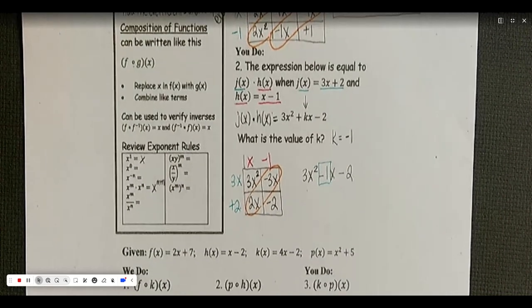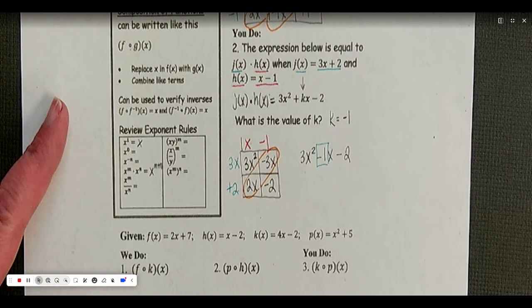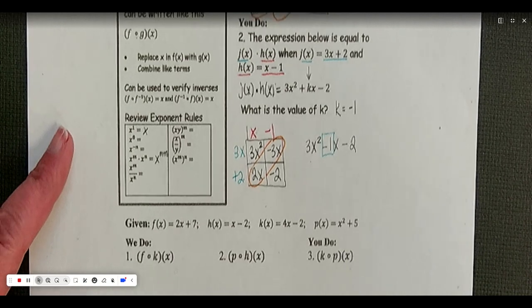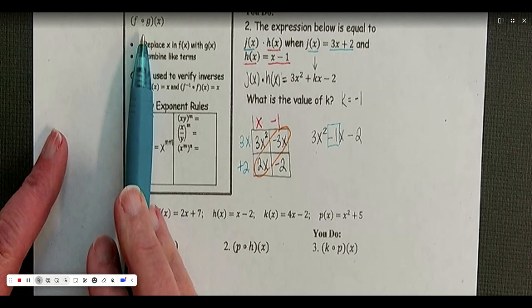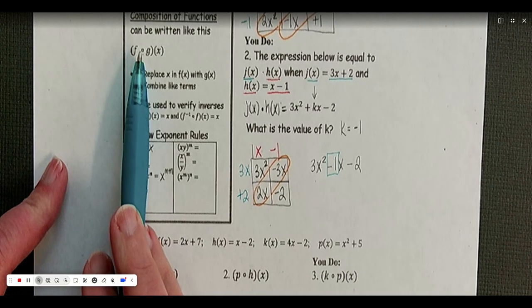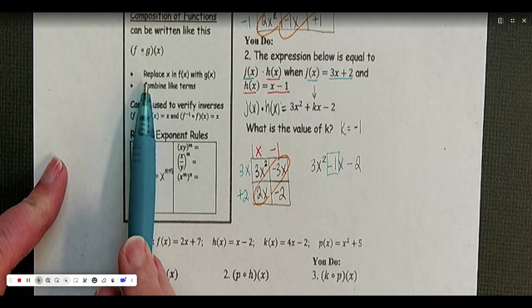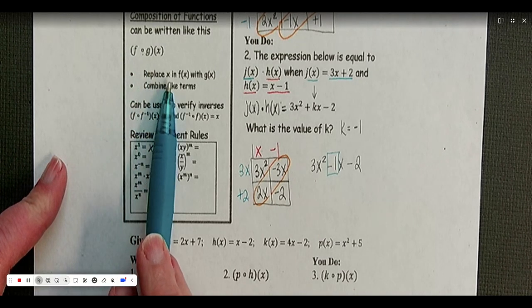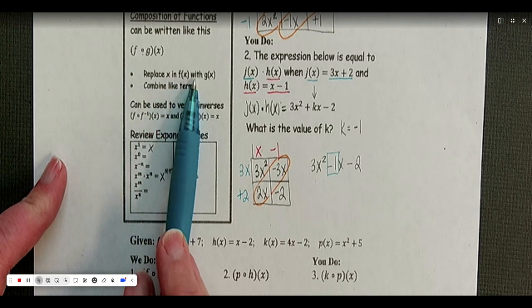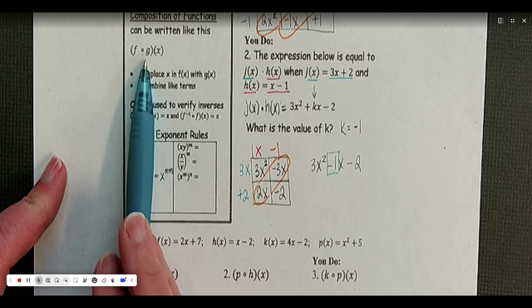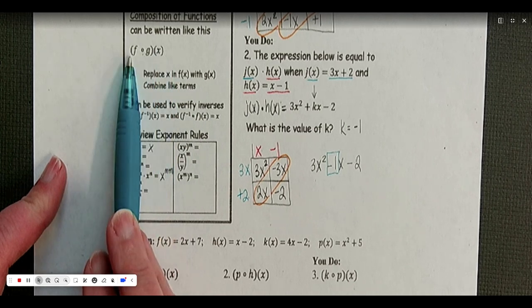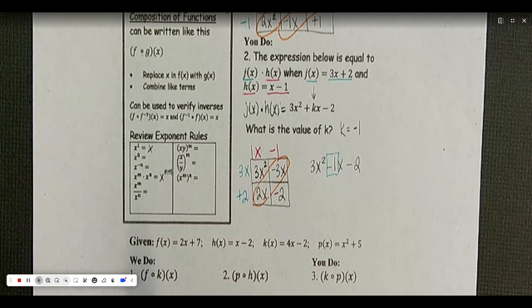So the next thing we're going to look at is composition of functions. So there is a little note over here about composition of functions. This is the symbol. So again, when you see that open-looking circle, what it tells us we're going to do is replace the x in f of x with g of x. So essentially we're taking the inside equation and plugging it into the other equation as x.